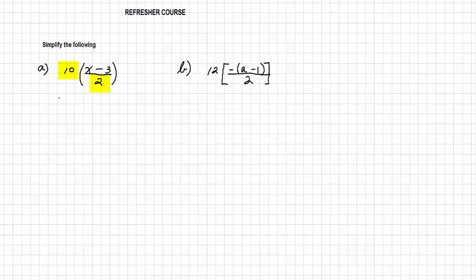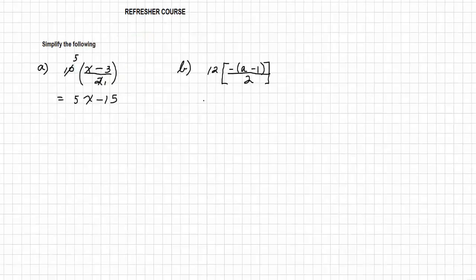We have to divide the numerator and denominator by 2, like we do with any fraction. Get 2 into 2 once, 2 into 10 5 times, and then we multiply the 5 times x, we get 5x, and the 5 times negative 3, we get negative 15.